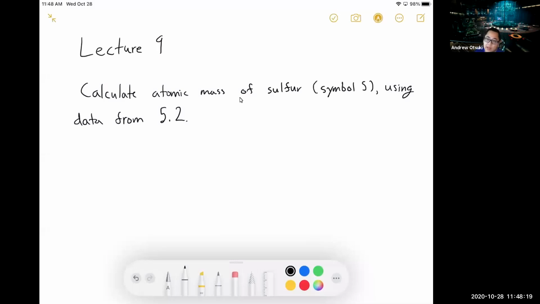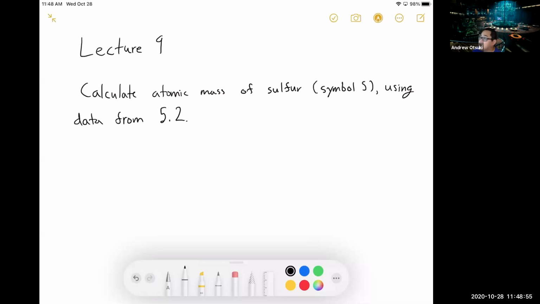Welcome back, guys. So we're going to pick up where we left off in chapter 5. We stopped at doing an exercise from calculating the atomic weights from the isotopes of the element under percent abundance. So we're going to continue where we left off, and do this next active exercise where we calculate the atomic mass of sulfur, symbol S, using the data from 5.2. Let's just quickly go over there.